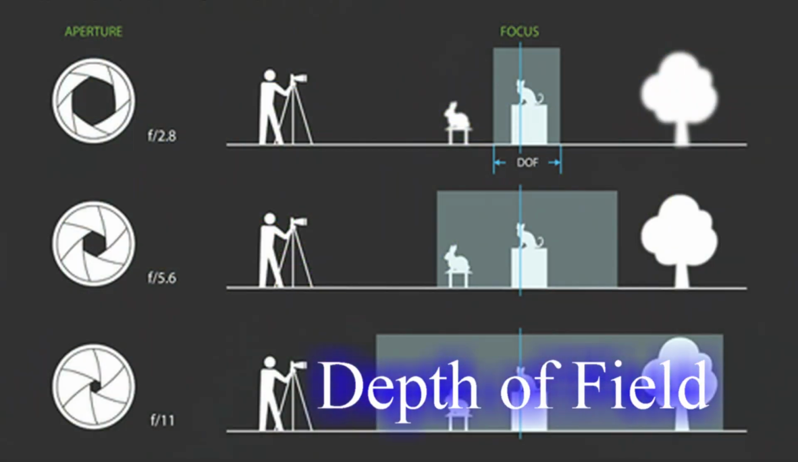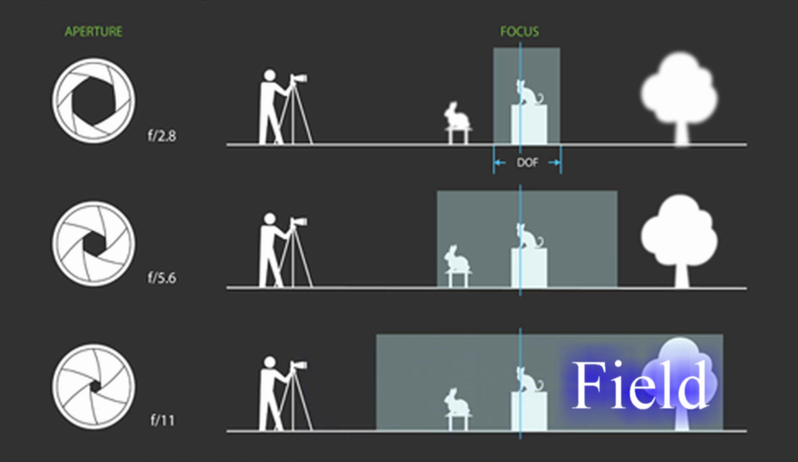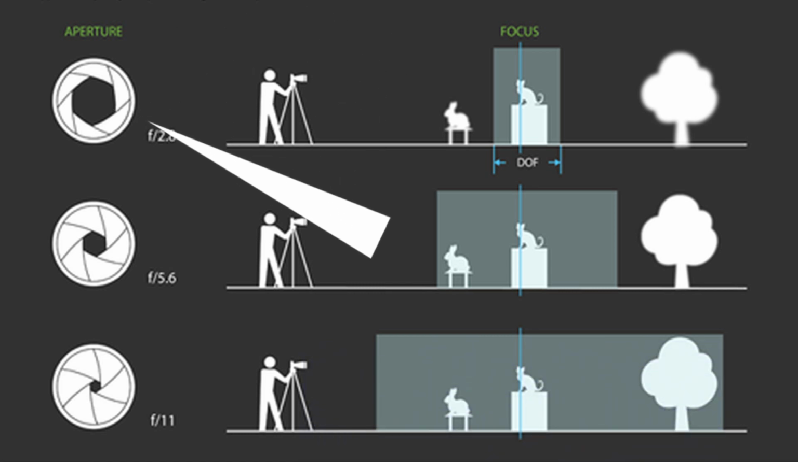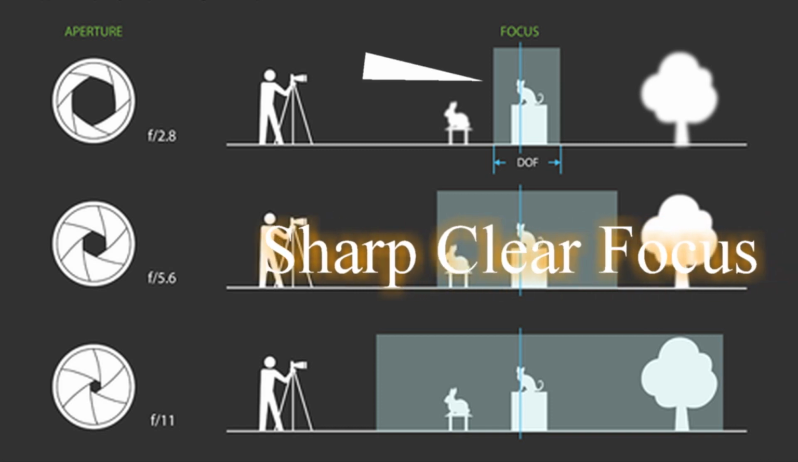The name of this limited range of focus is called depth of field. With a large lens and a large aperture opening, things up close are out of focus and things far away are out of focus too, but there is a middle ground where things are in sharp, clear focus.